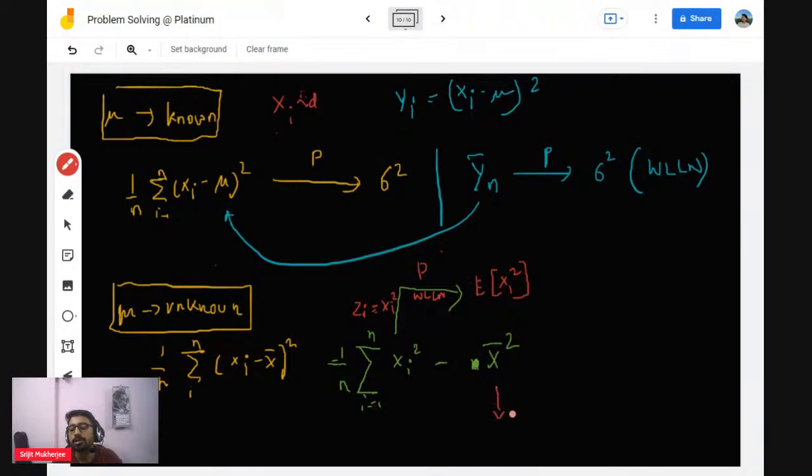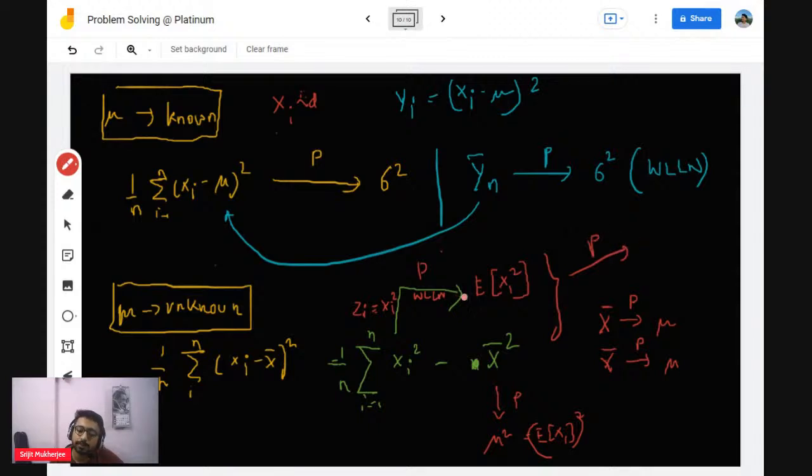And x bar converges in probability to what? Sigma square? Sorry, mu. So by probability, multiplying this to xn bar whole square will converge in probability to mu square, which is equal to expectation of x1 whole square. So subtracting this will converge in probability to expectation of x1 whole square minus this, which is equal to sigma square. So done.